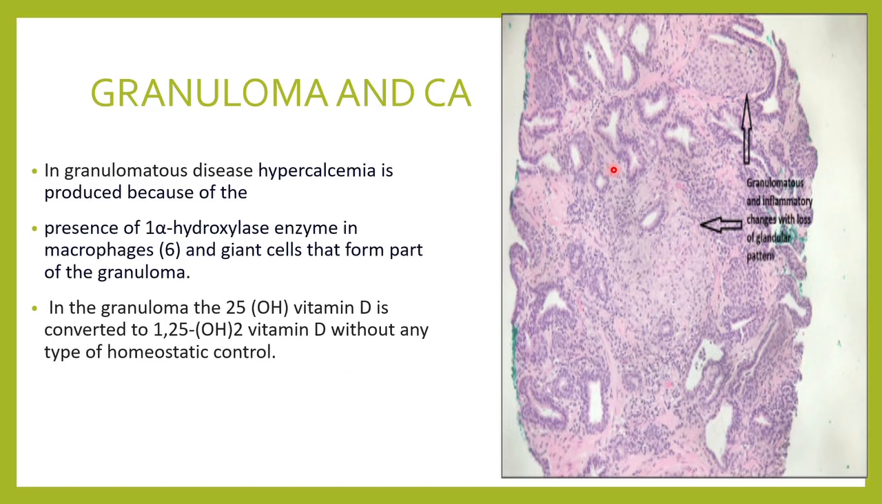Certain granulomas, those associated with tuberculosis, sarcoidosis, certain fungal infections, etc. Whenever we see a granuloma which consists of epithelioid cells, giant cells, etc., sometimes the patient has hypercalcemia. So you can see some of the sarcoidosis patients complain of hypercalcemia. That is because in these granulomas there is the 1-alpha hydroxylase enzyme which is present in the macrophages. Granuloma mainly consists of these macrophages. So these macrophages, these giant cells, contain the enzyme 1-alpha hydroxylase, and also in this granuloma 25 hydroxyvitamin D is converted to 1,25 dihydroxyvitamin D without any control. So that will lead to increased calcium level.